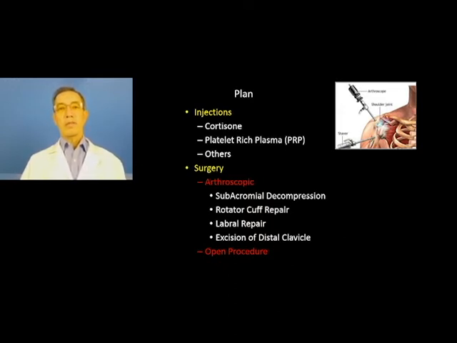And there's two kinds. There's an arthroscopic type, which is a subacromial decompression. You can also fix the rotator cuff. Sometimes you have to repair the labrum, which is the lip around the shoulder, as well as even excision of the distal clavicle. But sometimes you're not able to do it arthroscopically, and you may need to do an open procedure.